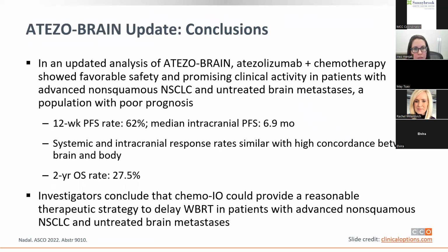But I think promising in the sense that we're seeing clinical activity in these patients with untreated brain mets with a good intracranial response rate. It doesn't seem to be affected by PD-L1 status or receipt of steroids. Okay, we have a few more minutes left.